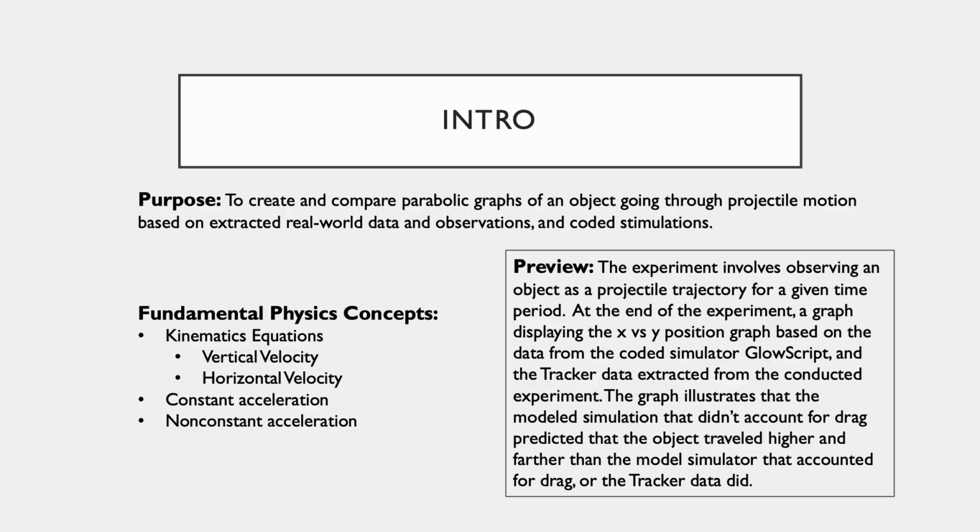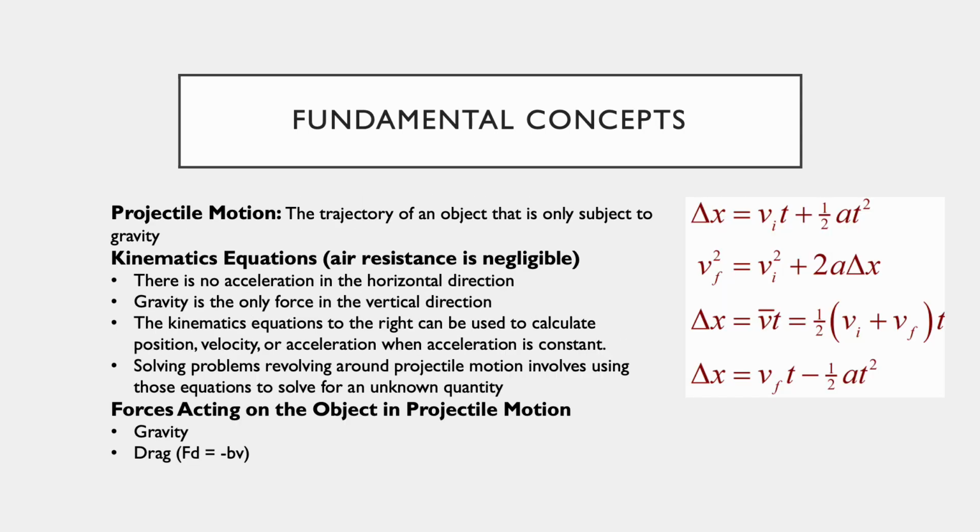The GlowScript modeled predictions predicted the motion of the graph in two scenarios, one where gravity is the only force acting on the object and one where both gravity and drag are acting on the object. The graphs revealed that the model that only incorporated gravity predicted the highest vertical height that the object reaches. Let's dive deeper into some of the core concepts covered in the lab.